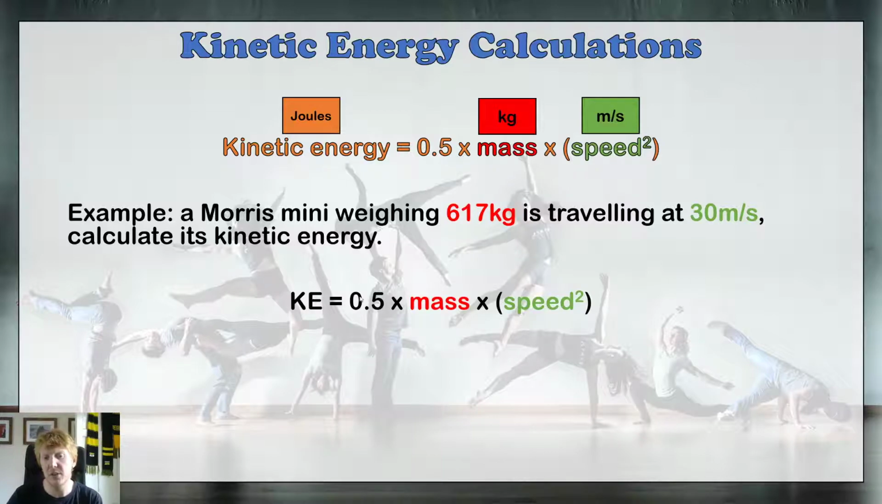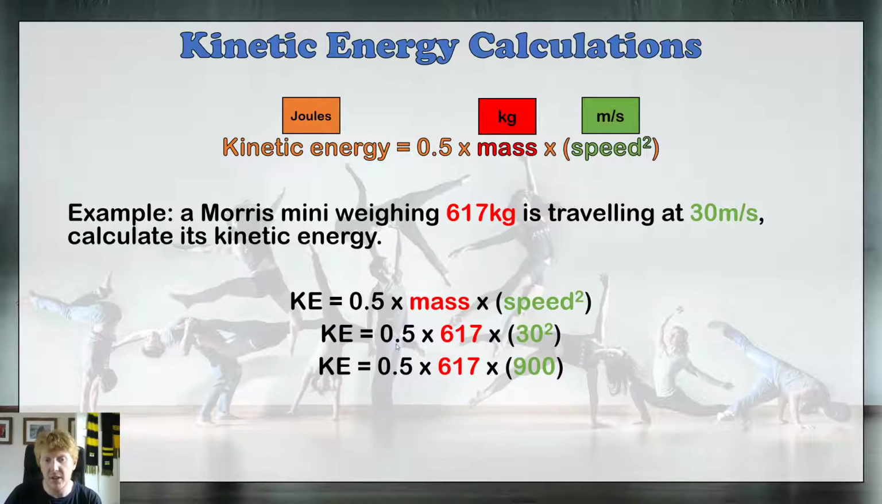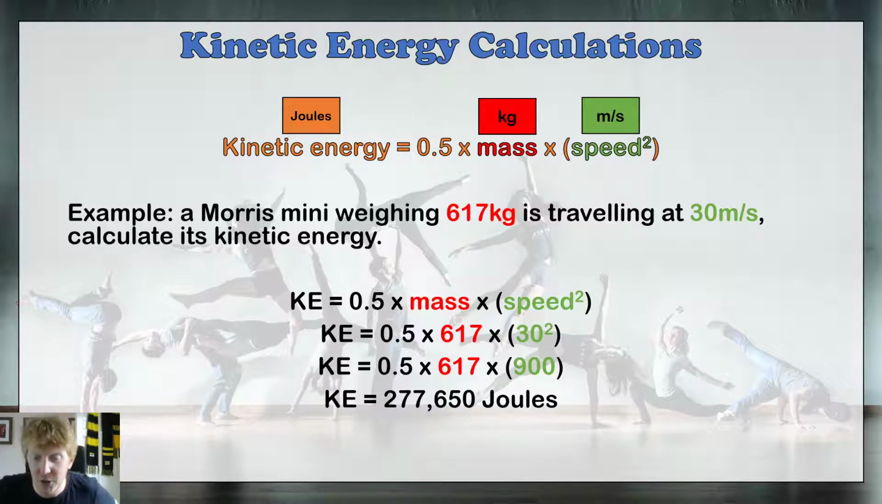So kinetic energy is equal to 0.5 times mass times speed squared. In this case, the kinetic energy is 0.5 times the mass, which was 617, multiplied by speed squared, or 30 squared. Now, the next part is to always solve these squared first. So plug into your calculator, 30 squared, right? And you'll get 900. So then we can just multiply these three numbers together. 0.5 times 617 times 900 gets you 277,650 joules, right, of energy required.